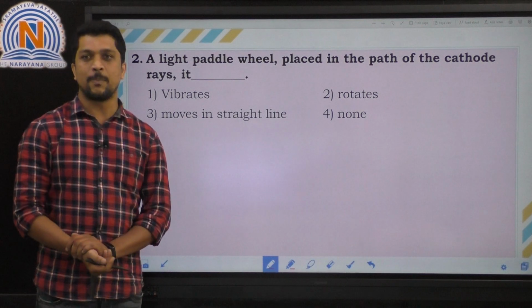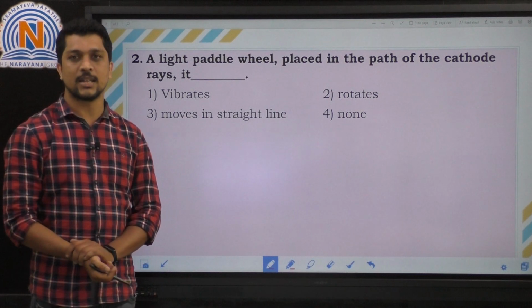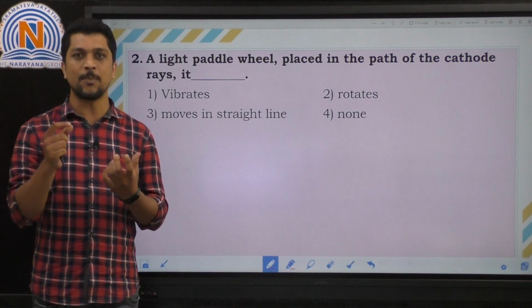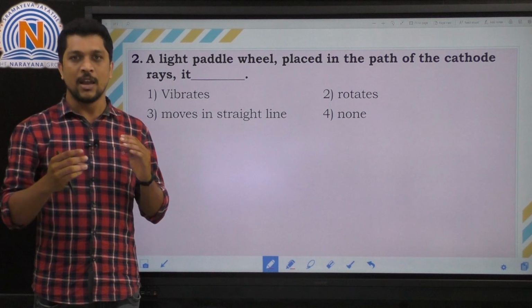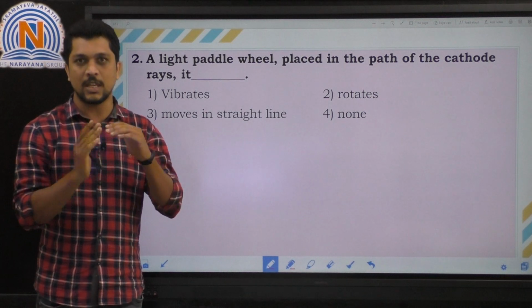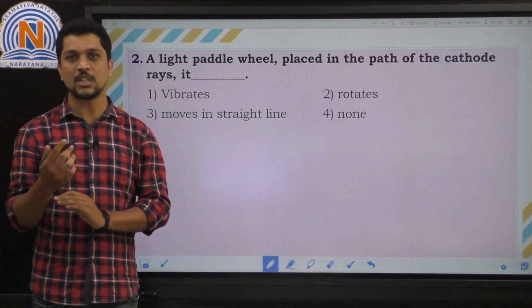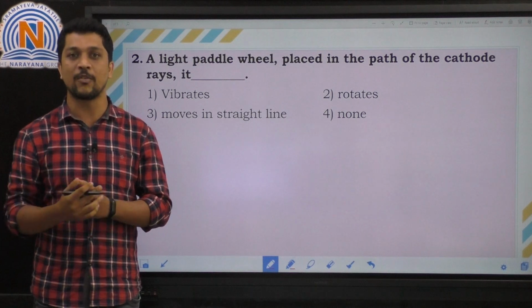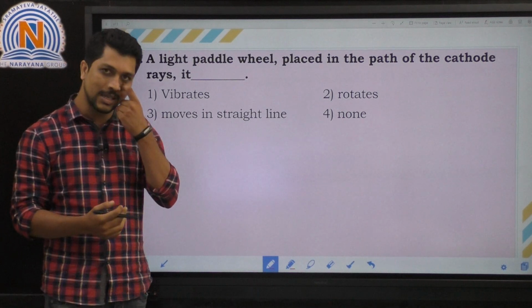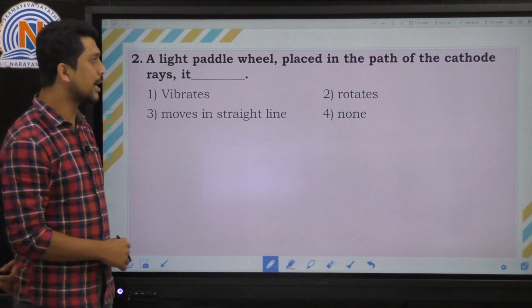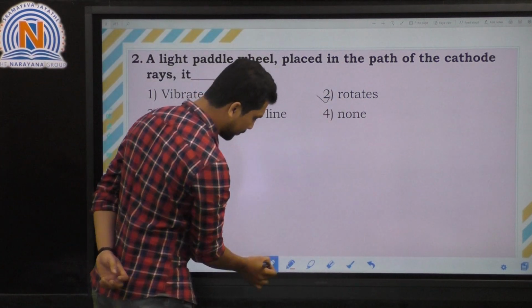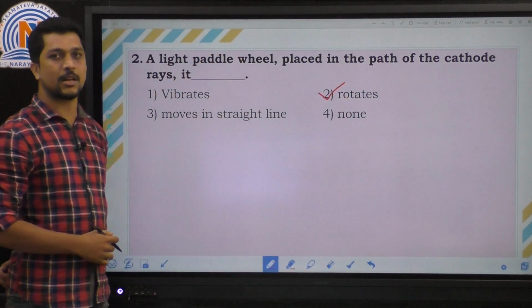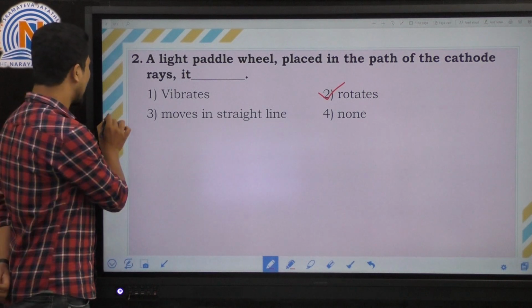So a light pedal wheel placed in the path of the cathode rays. We know that cathode rays can perform mechanical work. Whenever you keep a light pedal wheel in between the path of the cathode rays, the cathode rays will rotate the light pedal. Cathode rays will rotate the light pedal because they perform mechanical work. So the answer is it rotates the light pedal. The correct option is second option. Let's move on to the next question.